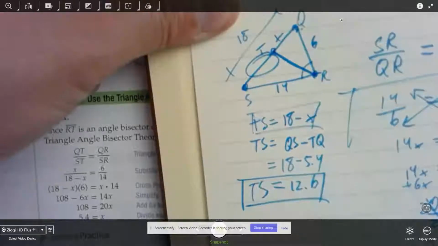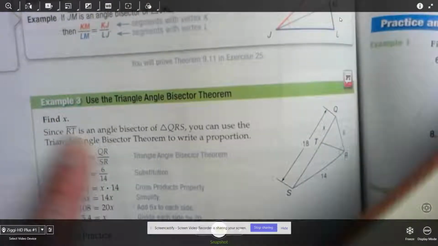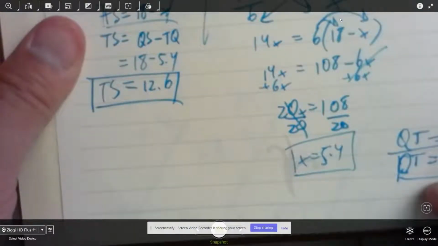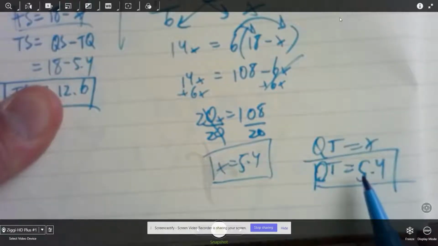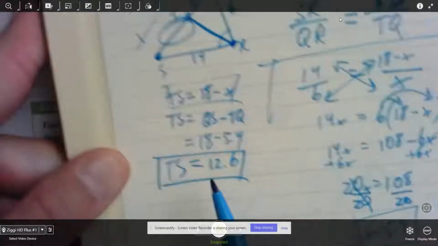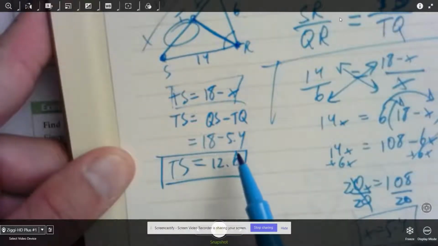So actually, I took this from the book, and the book just says find X. So I guess we took it a few steps further. We found X, that was 5.4, not a big deal. Then we just took it one step further. QT is equal to X, that's 5.4. And we also know that TS is equal to 18 minus X, which is 18 minus 5.4, because we found 5.4 to be X, and we got 12.6.